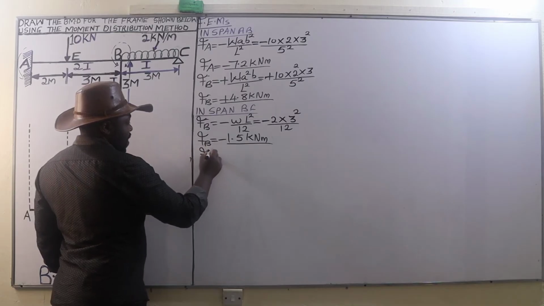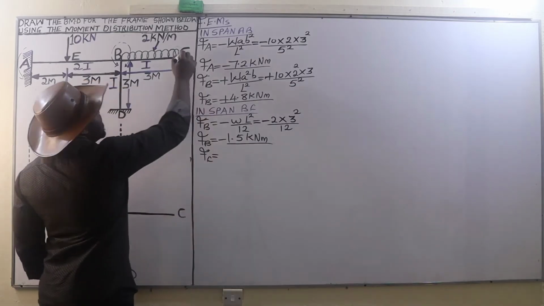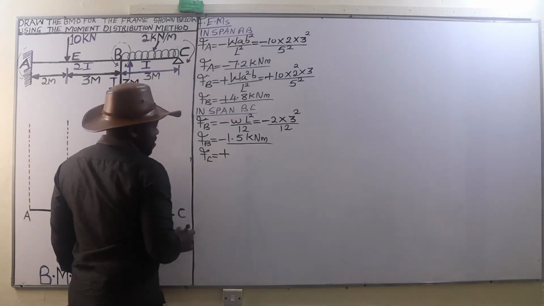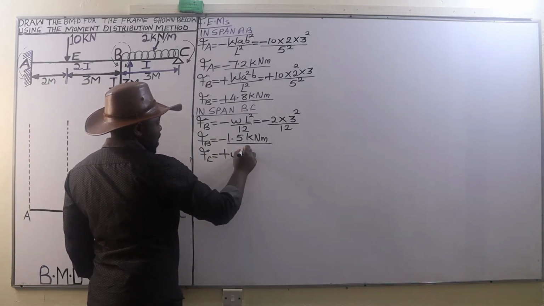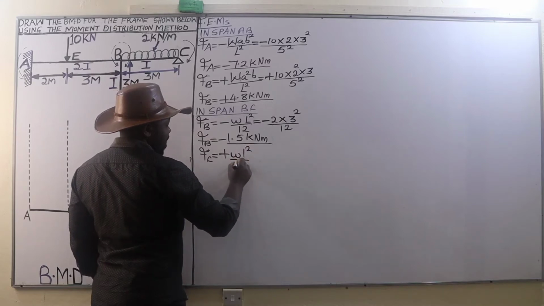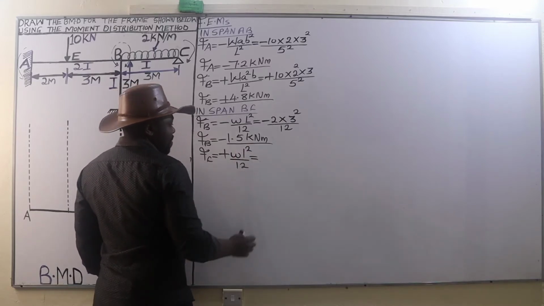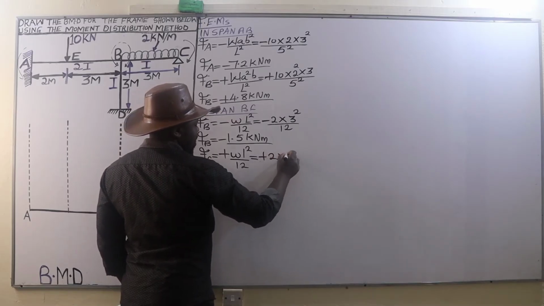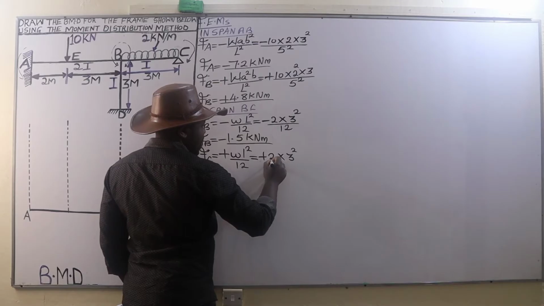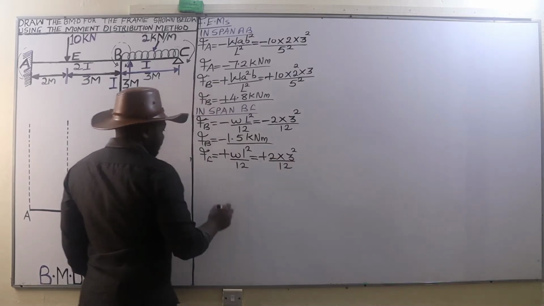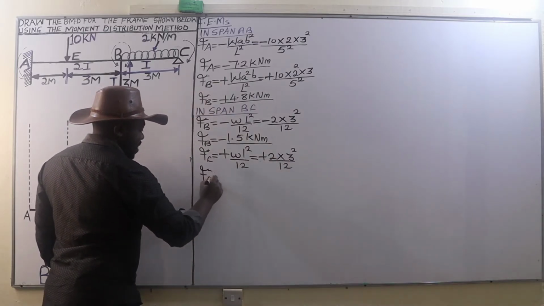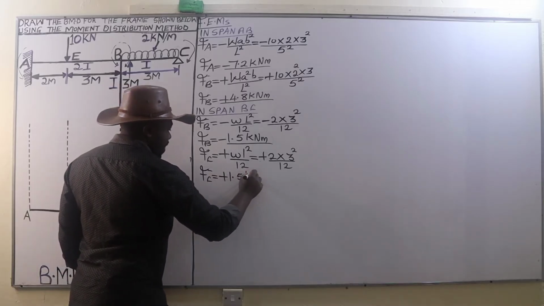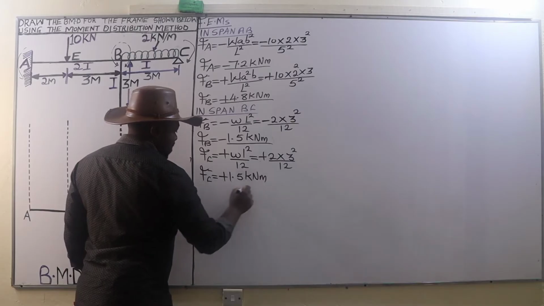Then we go to fixed end moment at C. That is going to be a clockwise moment. For a clockwise moment, we are going to have positive W L squared, divide this by 12. This will be given by positive W, which is 2 kilonewtons per meter, times the span 3 squared, divide this by 12, and that's going to give us a fixed end moment at C of positive 1.5 kilonewton meters.